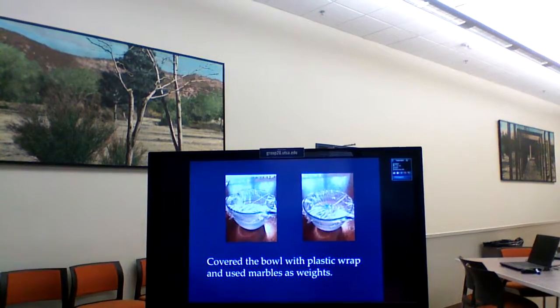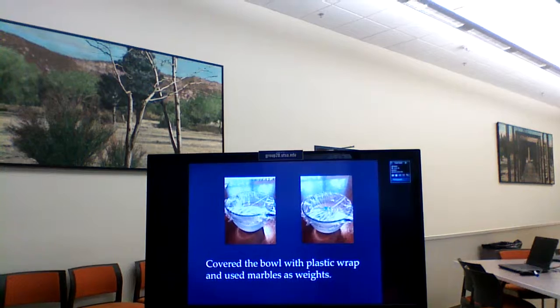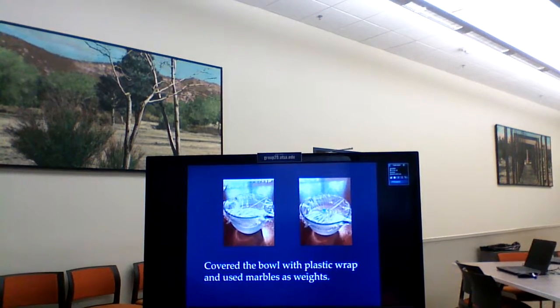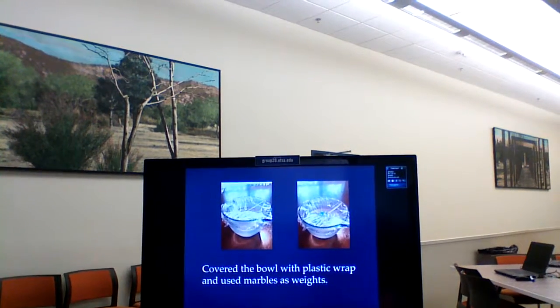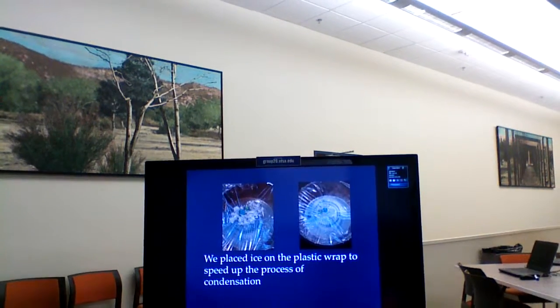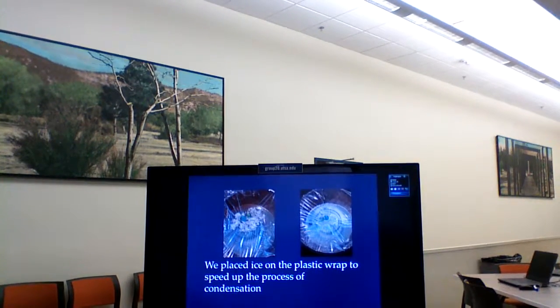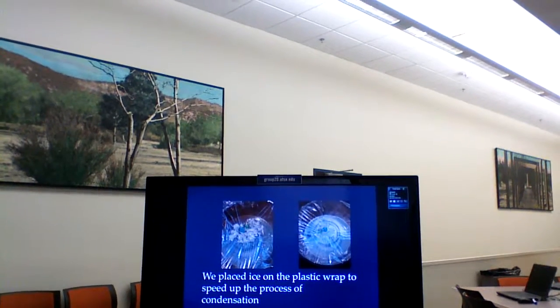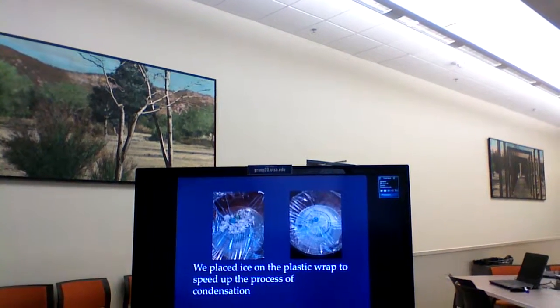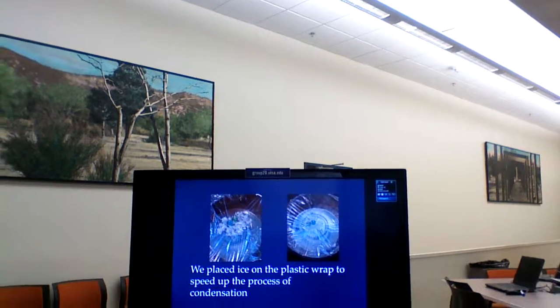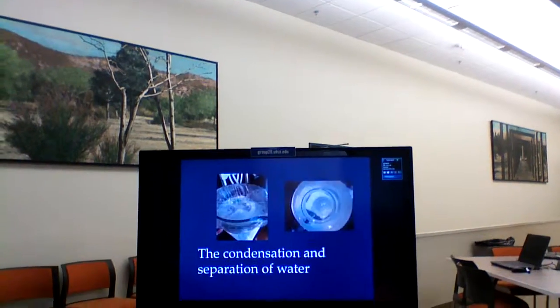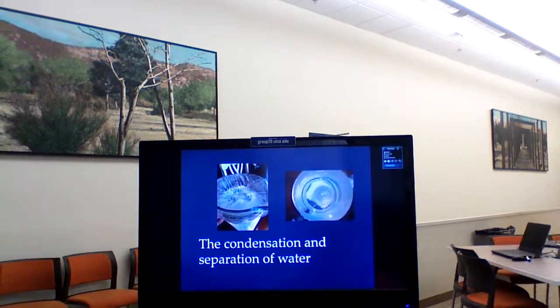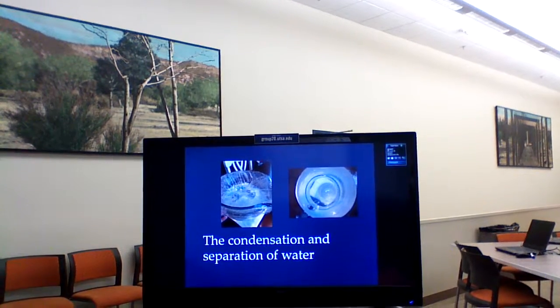We covered the bowl with plastic wrap and used marbles as weights in order to create a concave surface. We placed ice on the plastic wrap to speed up the process of condensation, and you can see from the two pictures how quickly it worked. If we wouldn't have used ice, it would have taken a lot longer for the whole process to take place. The condensation and separation of water is shown in these two pictures above.